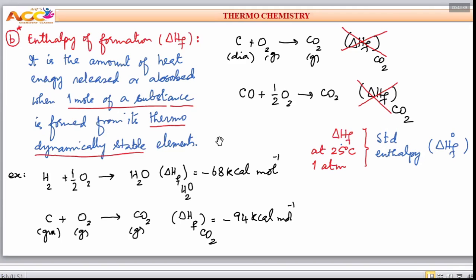It is defined as the amount of energy released or absorbed when one mole of substance is formed from its thermodynamically stable elements at 25 degrees centigrade temperature and 1 atmosphere pressure. Write the whole definition like this. Add what? 25 degrees centigrade temperature, 1 atmosphere pressure. Okay, this is also understood.